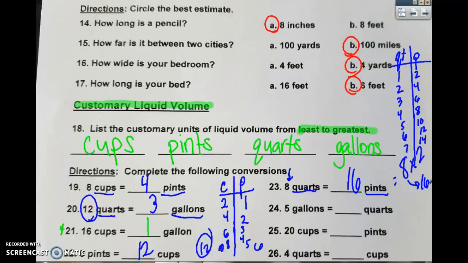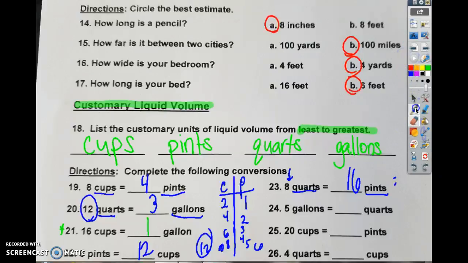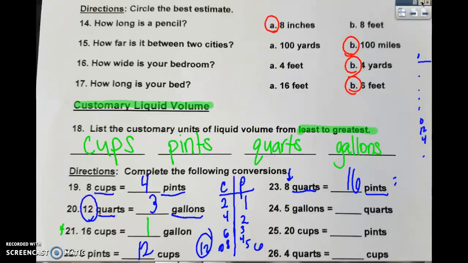Okay. 24, 5 gallons equals blank quarts. So I'm going bigger to smaller, so I am, say it with me, multiplying. So I have 5 gallons. And how many quarts are in 1 gallon? Well, there are 4 quarts in 1 gallon. So 5 times 4 equals 20 quarts.